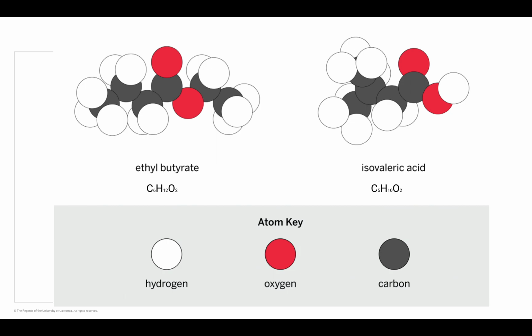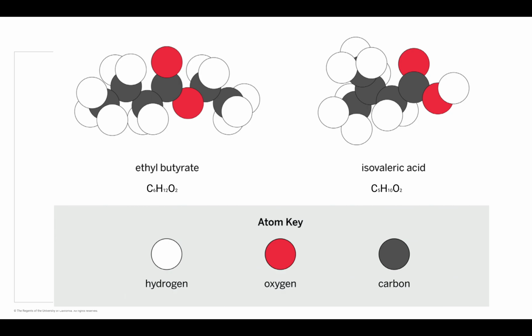So you can see that even though they have the same types of atoms that make up those substances, because ethyl butyrate has 6 carbons and 12 hydrogens, the resulting property is that it is a citrus-smelling substance that's added to orange juice so that the orange juice smells like orange juice. It smells good. It smells appetizing. People want to drink orange juice because they can smell that, right?